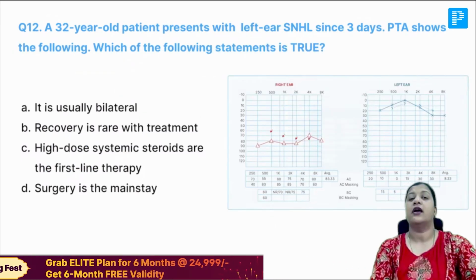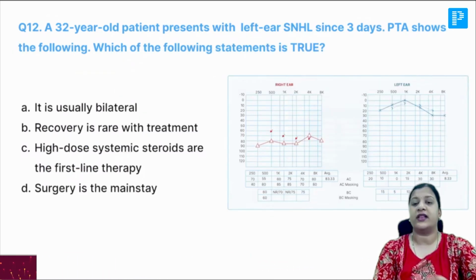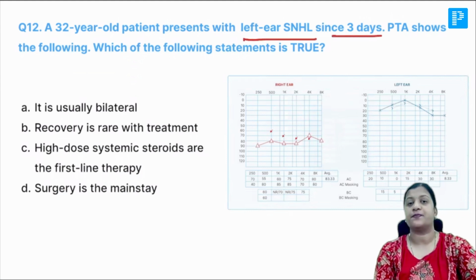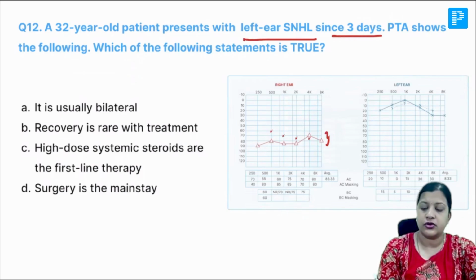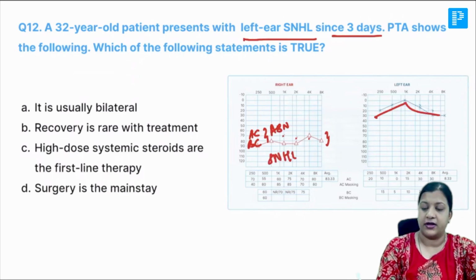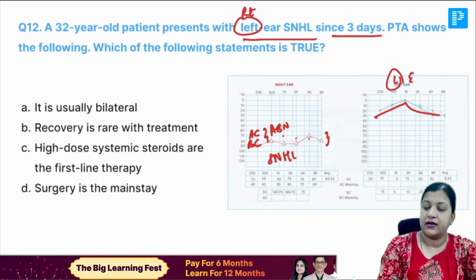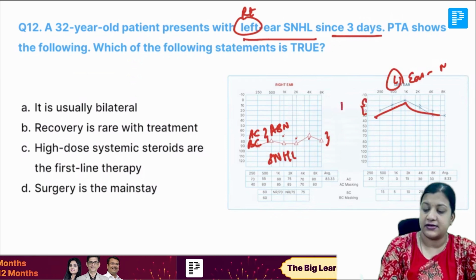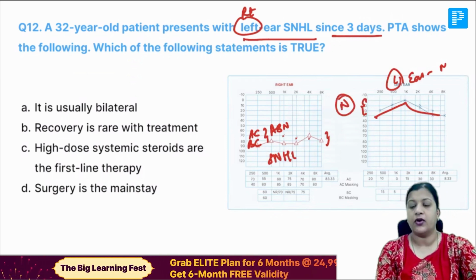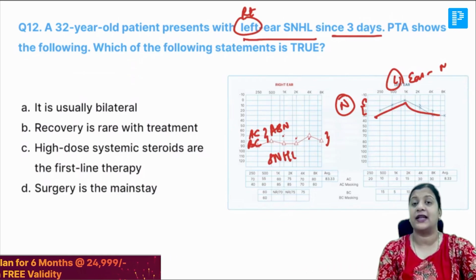Let's answer this question. A 32-year-old patient presents to you with left ear SNHL since 3 days. PTA is showing you the following. Which of the following statements is true? What is our diagnosis looking at the audiograms that are given here? This is your right ear showing AC and BC both are abnormal. So we are thinking of SNHL, right? Left ear is normal. Okay, I'm sorry, here the term had to be right SNHL, not left SNHL, okay? And the left ear is normal because AC and BC are present in the normal range of 0 to 20. Only at 1 or 2 frequencies it's abnormal, but otherwise they're in the normal range.